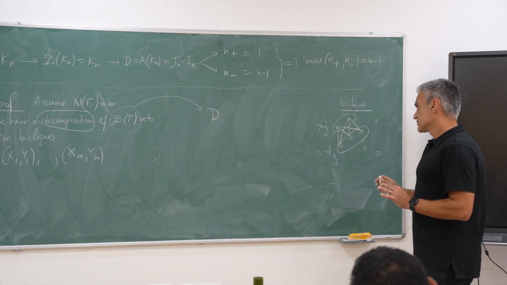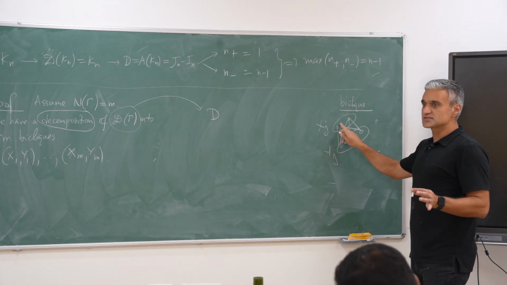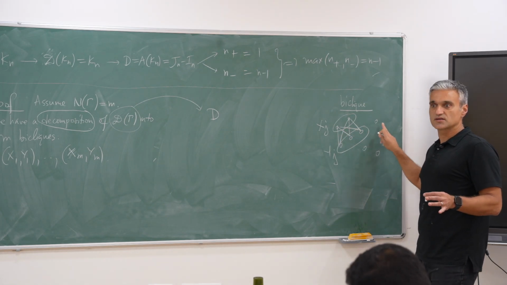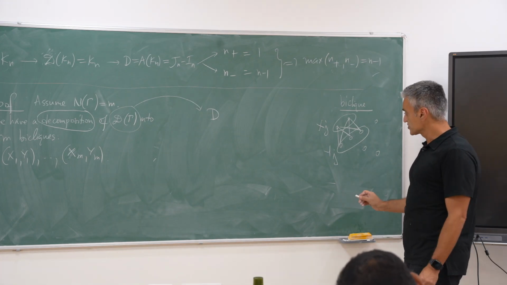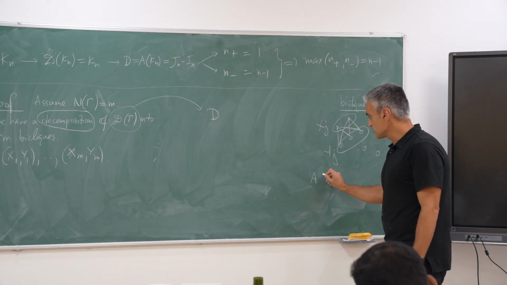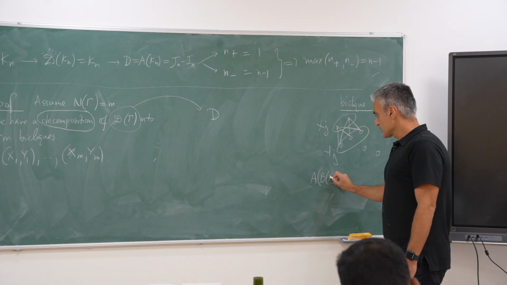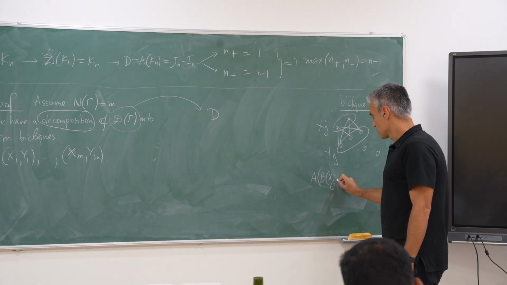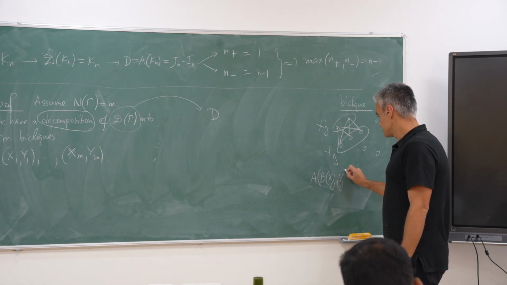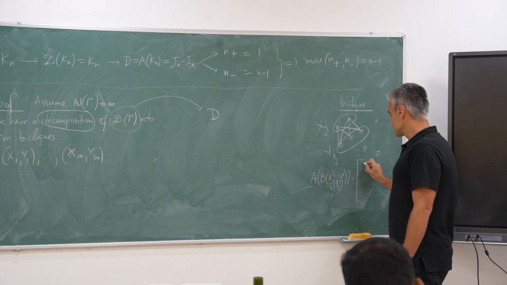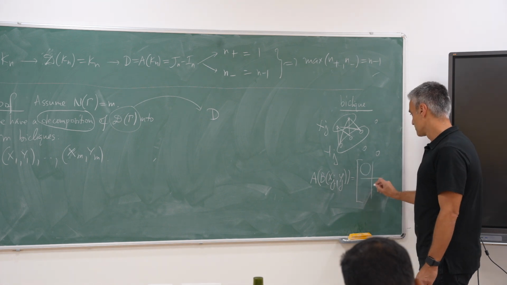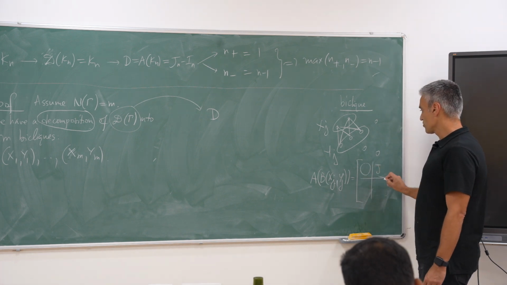Now, without loss of generality, let's assume the xj come first, then the yj come second, and then I'll give you a formula in a second. So the adjacency matrix of this biclique between xj and yj will look something like this: a big block of 0, and then here you'll have an all-ones matrix.